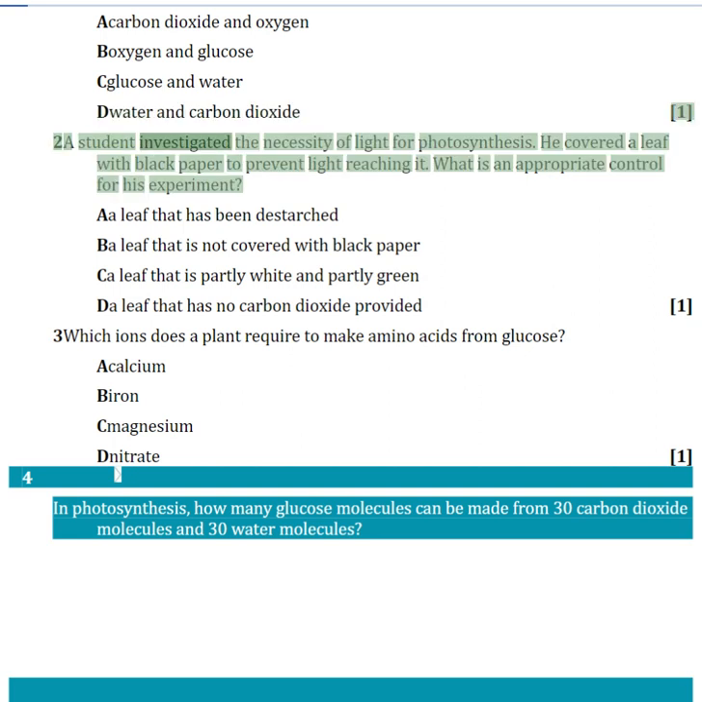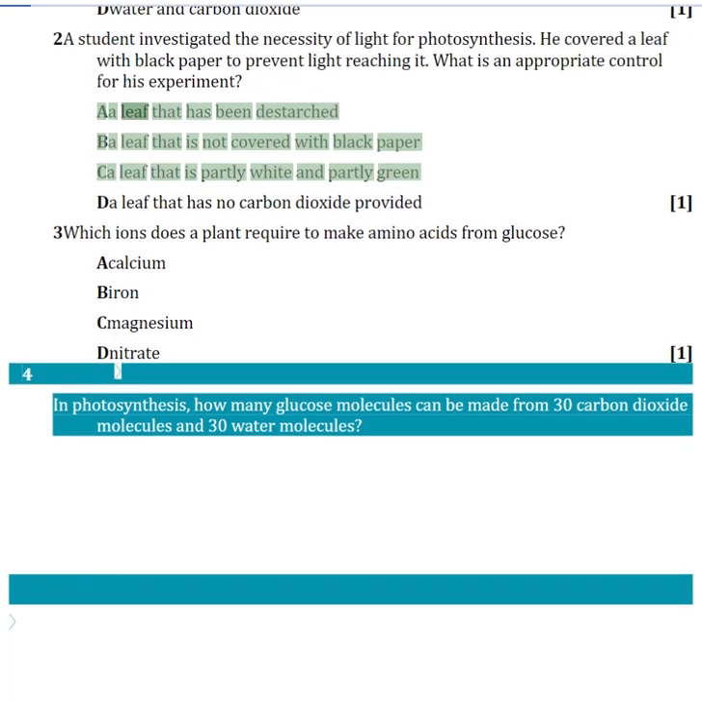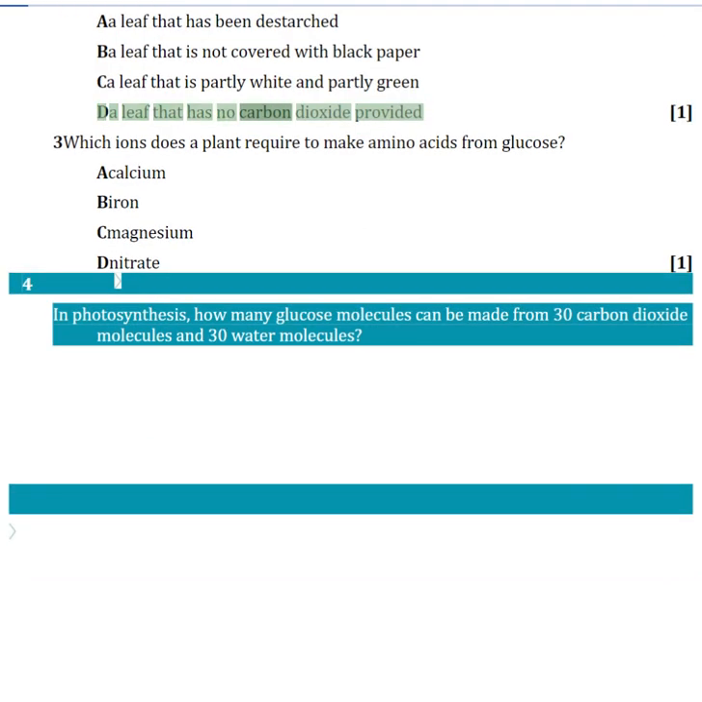2. A student investigated the necessity of light for photosynthesis. He covered a leaf with black paper to prevent light reaching it. What is an appropriate control for his experiment? A. A leaf that has been destarched. B. A leaf that is not covered with black paper. C. A leaf that is partly white and partly green. D. A leaf that has no carbon dioxide provided.